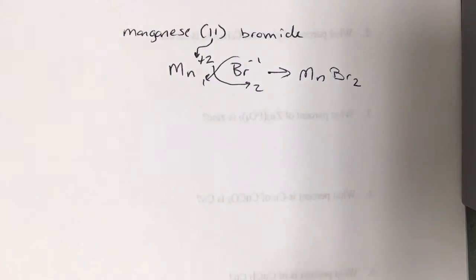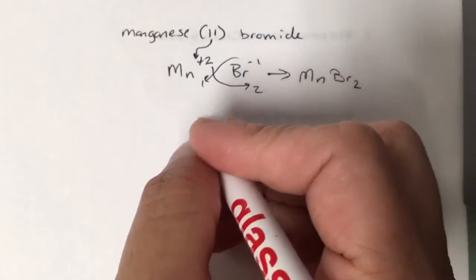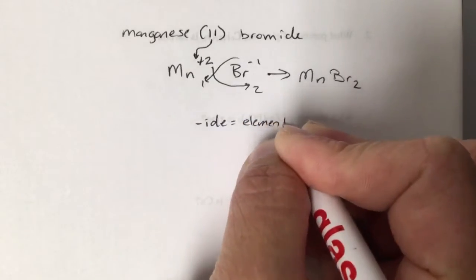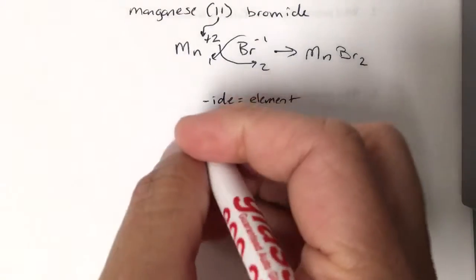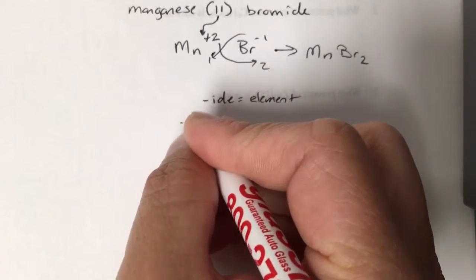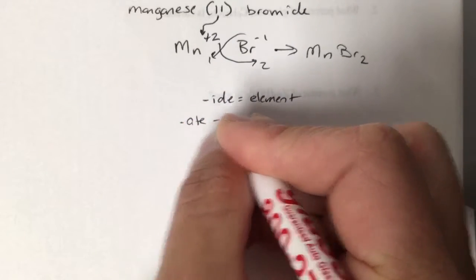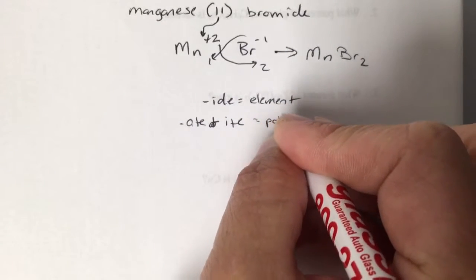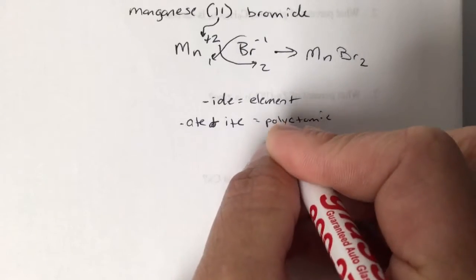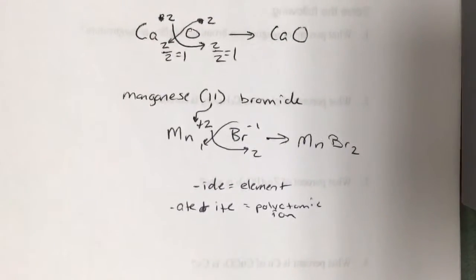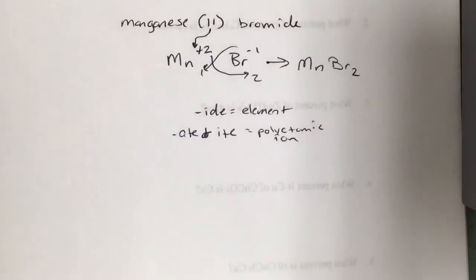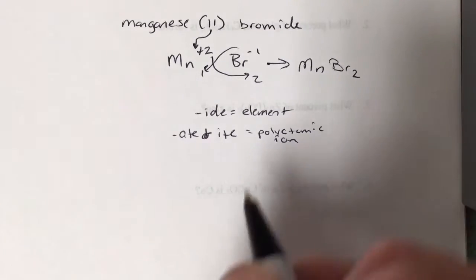We do have to be careful on these negative parts, these second parts. IDE typically means the second part is an element, something straight off the periodic table. ATE and ITE mean polyatomic ion. See, both my example here ended in IDE. That's how I knew it was just bromine, just an element, and it wasn't one of those polyatomic ions that we have.